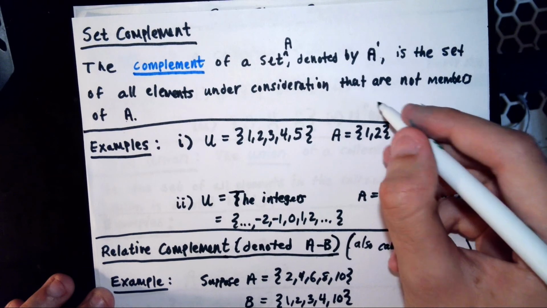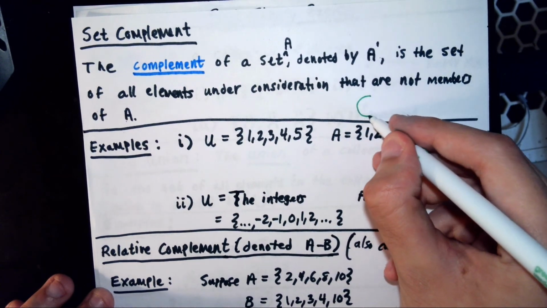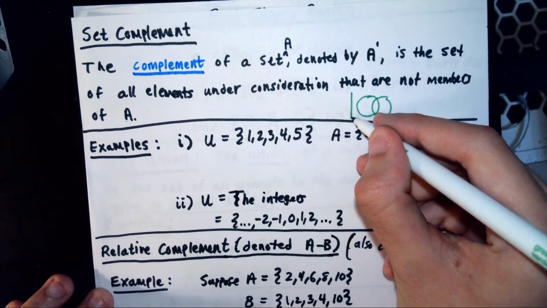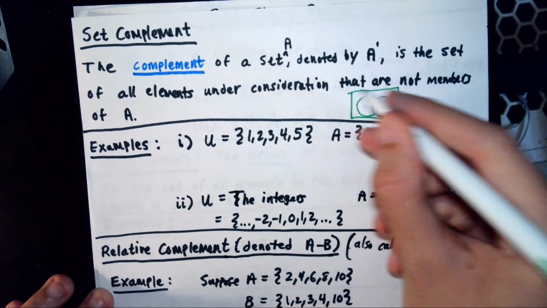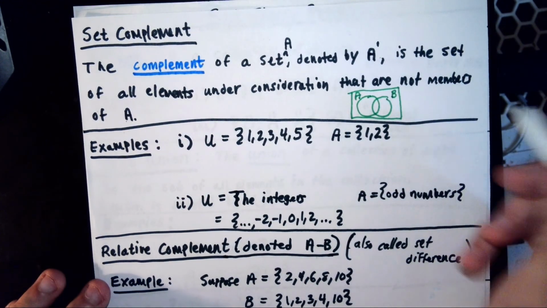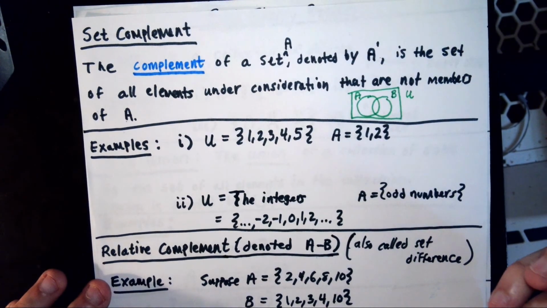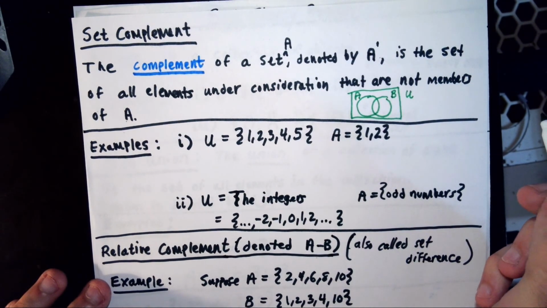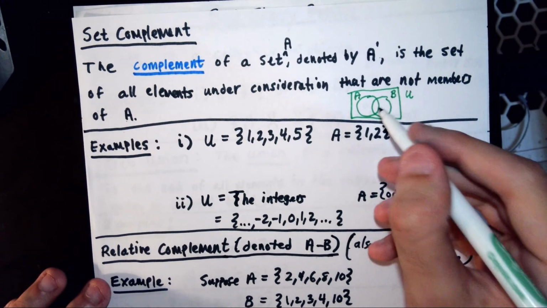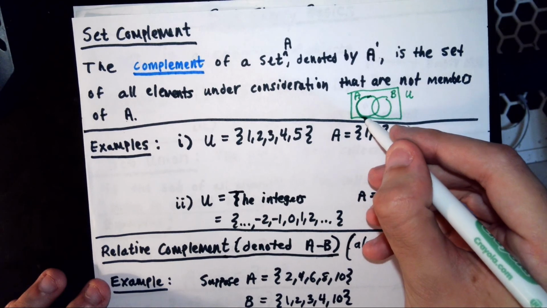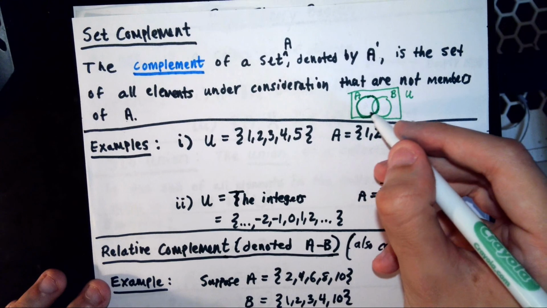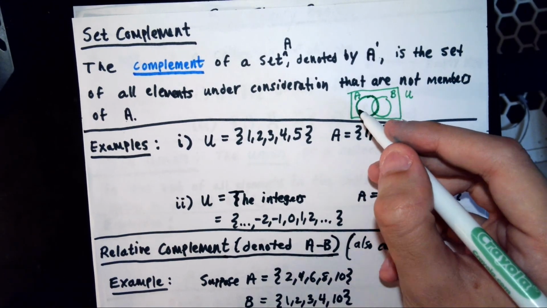Thinking about this with a picture, let's just say that we have a set A and a set B, and we have our universal set. So here's our set A, here's our set B, and we have our universal set, which is the box on the outside. In this instance, the complement of A is the set of all elements under consideration that are not members of A. So anything within this circle will not be included in A complement. Anything in this circle is left out, but everything else is included.